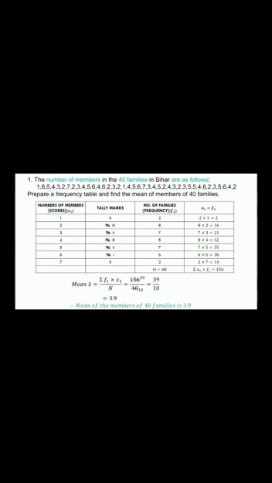Then you find the mean. For the mean, the formula is mean equals sigma F1 into X1 upon n. Sigma means the sum. So the sum of F1 into X1 is 156, and n is 40. So 156 divided by 40. After cancellation, you get 39 upon 10, which is equal to 3.9. So the mean of the members of the 40 families is 3.9. Am I clear, children?